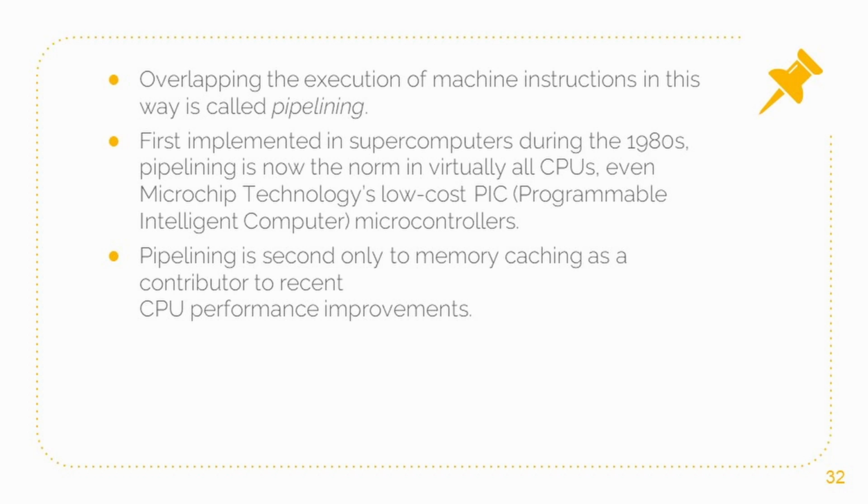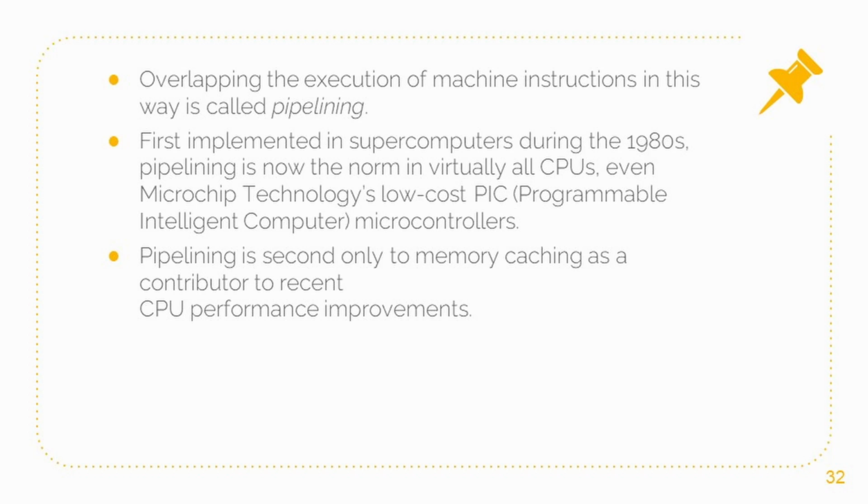Since then, pipelining has become ubiquitous and is now found in virtually all types of CPUs, ranging from high-performance processors used in supercomputers and servers to low-cost microcontrollers like Microchip Technology's PIC series. The widespread adoption of pipelining in CPU design underscores its effectiveness in enhancing performance and efficiency. By allowing multiple instructions to be processed concurrently and making better use of available resources, pipelining enables CPUs to achieve higher levels of instruction-level parallelism and improve overall throughput.